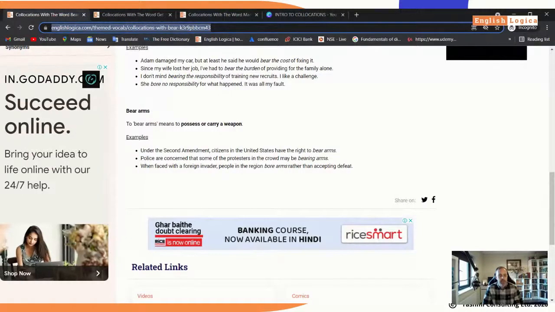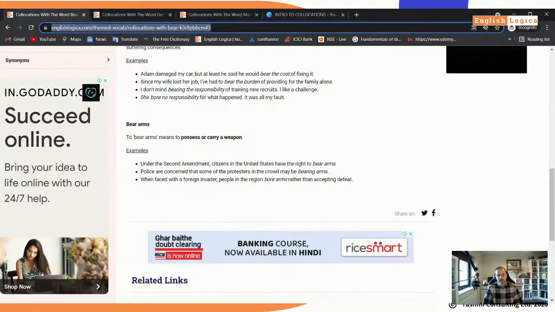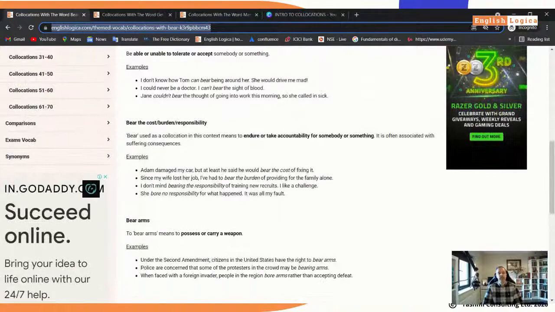So our examples with to bear arms: under the Second Amendment, citizens in the United States have the right to bear arms. Police are concerned that some of the protesters in the crowd may be bearing arms. When faced with a foreign invader, people in the region bore arms rather than accepting defeat. So there are some of our examples with bear.